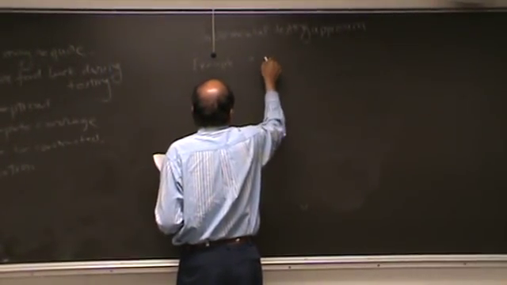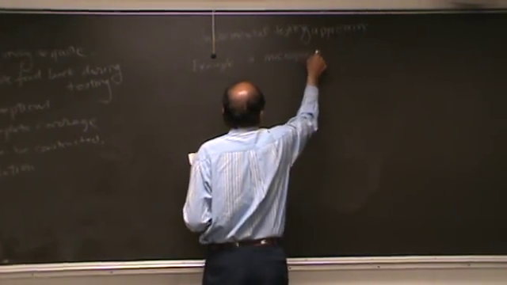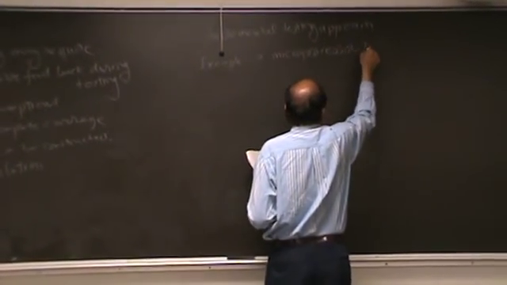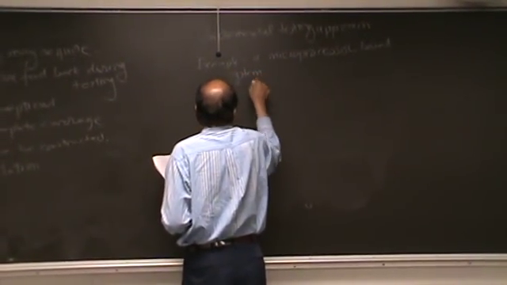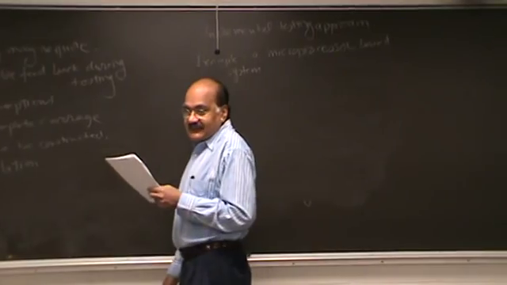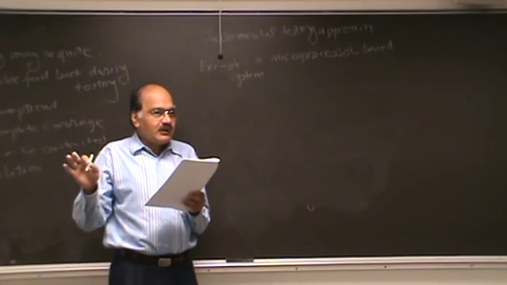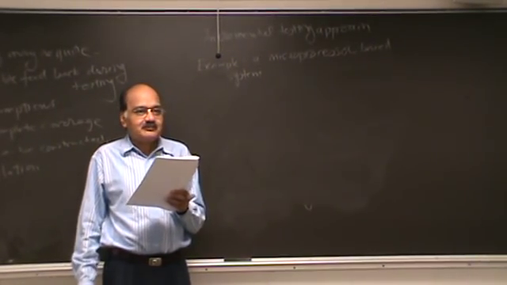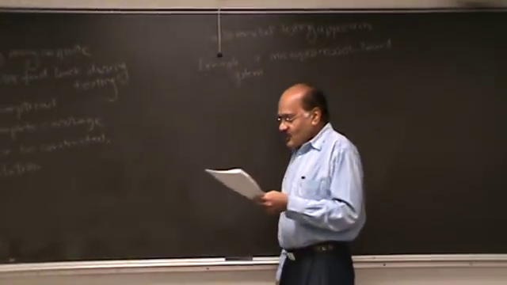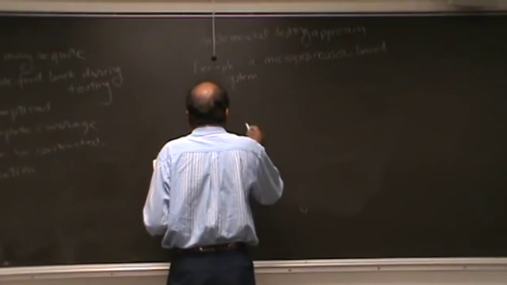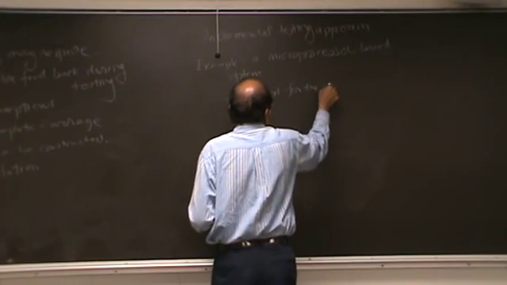A microprocessor-based system. Actually, these days, almost everything is a microprocessor-based system. The microwave oven is a microprocessor-based system. Your car is a microprocessor-based system. Everything is. So what you could do is start with a self-test for the processor.